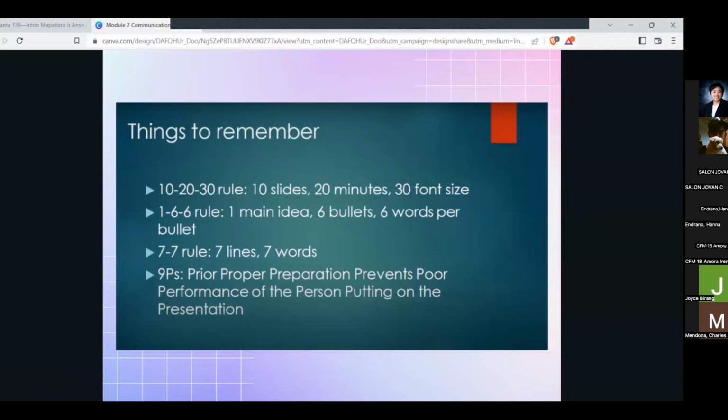So again, the 9 P's. Prior proper preparation prevents poor performance of the person putting on the presentation. For short, preparation is key.